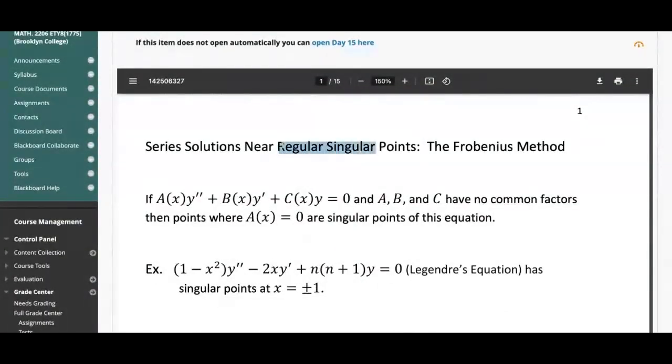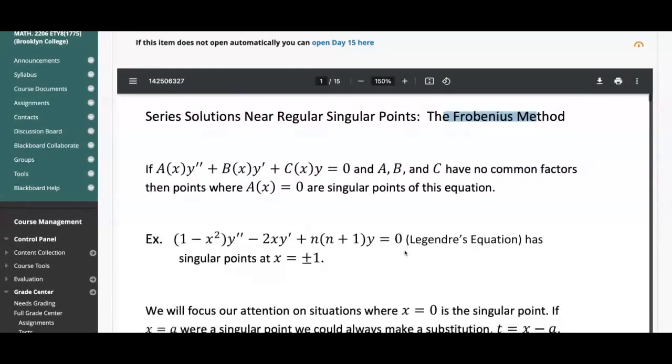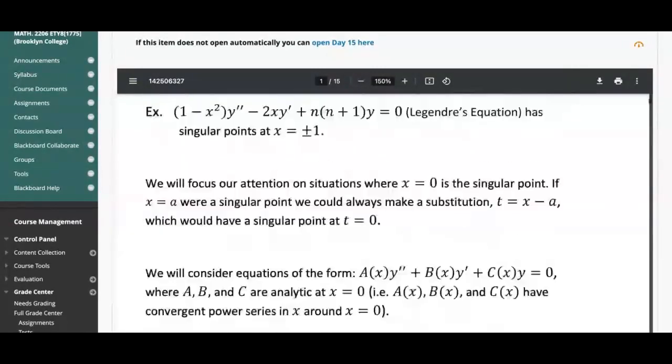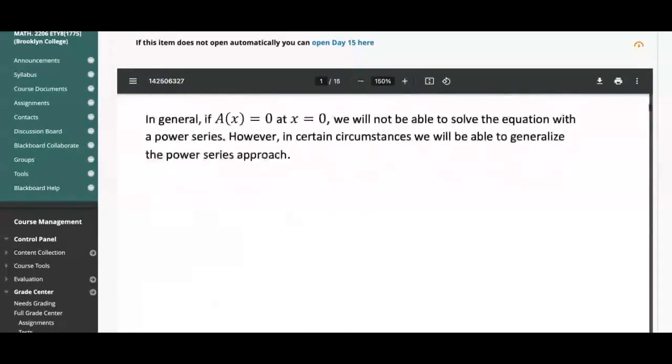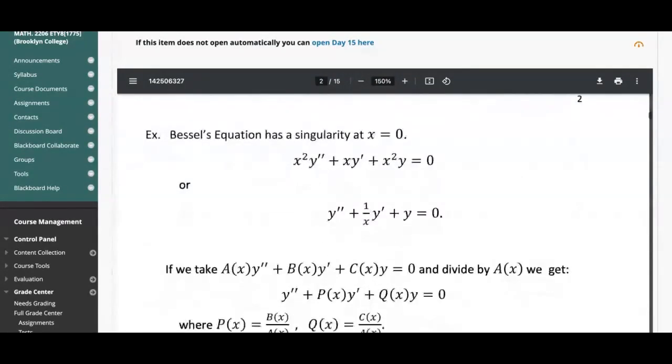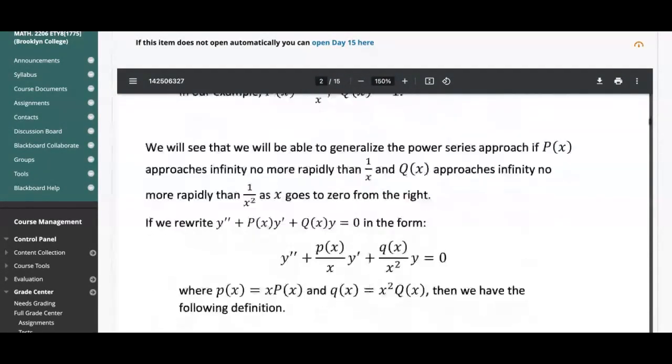We talk about the regular singular points. We have regular singular points and the irregular singular points. And the one famous solution is called the Frobenius method. Frobenius method. So those are some examples.